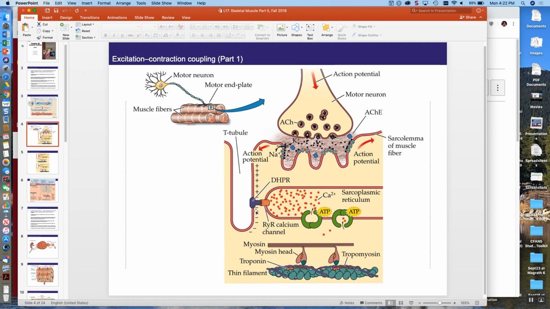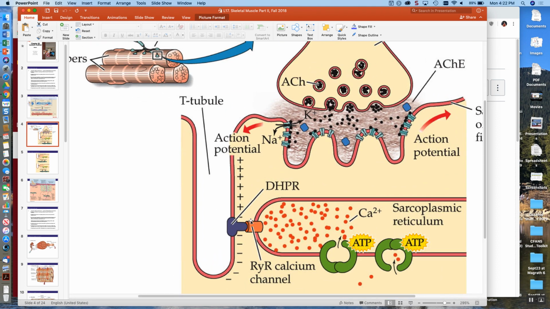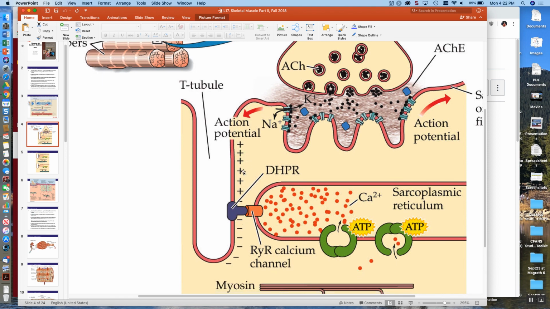Now, let's blow this up a little bit. Take a look at this. These action potentials are depolarizing the cell. That's what these plus signs are. These dihydropyridine receptors are voltage-gated calcium channels. So they are going to sense the change in membrane potential. There's going to be a conformational change of these voltage-gated calcium channels, and that's going to open up.